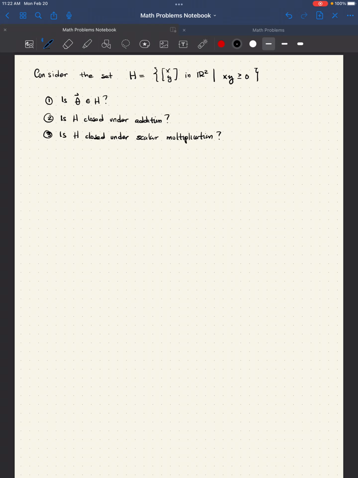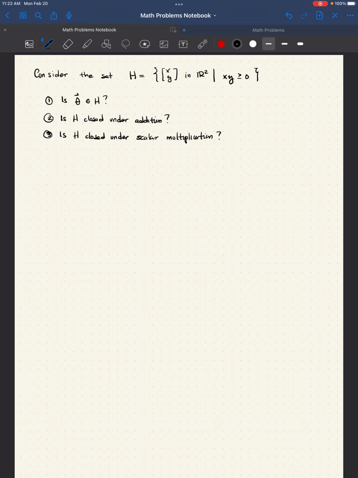The first one: is this collection containing the 0 vector? Is the collection H closed under addition? Meaning, if I choose whichever two vectors in H and I add them, the result of that addition is also in H. And I want to know if multiplying any real number by a vector in H produces a vector that is also in H. So meaning, is H closed under scalar multiplication?